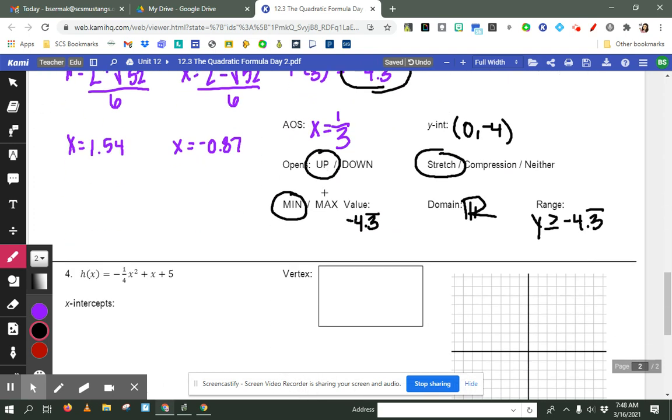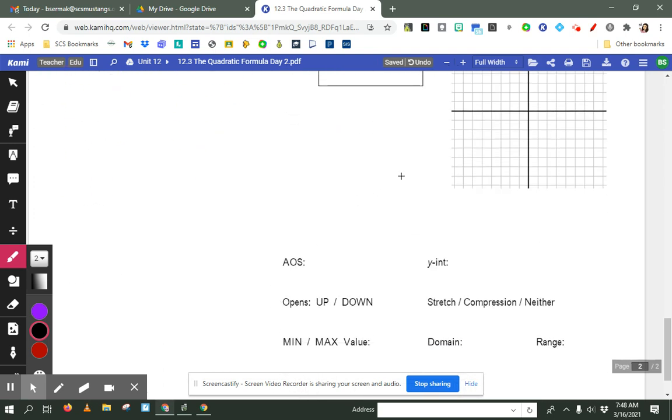So you guys can do 4, and then when you're done with 2 and 4, upload a picture.